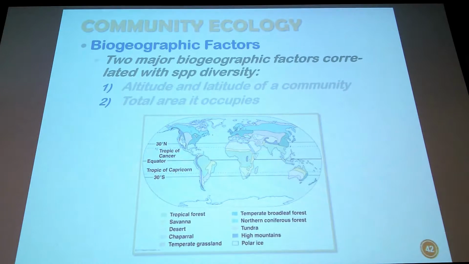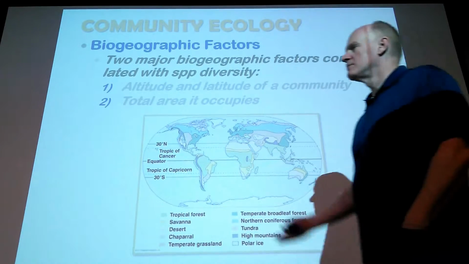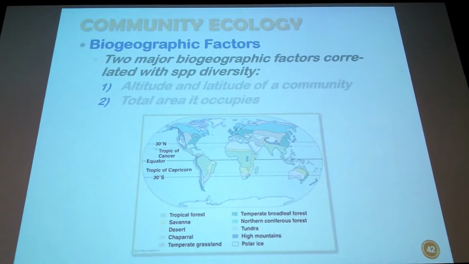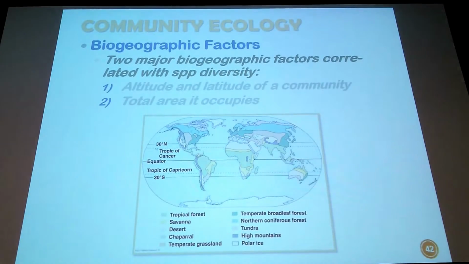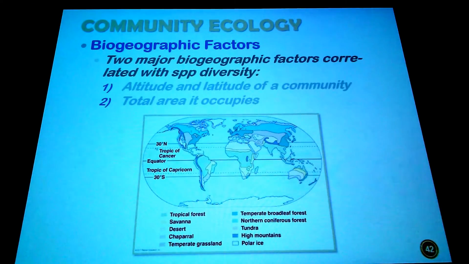Biogeographic factors. Touched on this before. Two major biogeographic factors correlated with species diversity: altitude and latitude of the community. We talked about this before. How high up or how far north or south of the equator. If you go right around the equator, you find most of the tropical rainforest. A little bit above, a little bit below, that's where we find deserts, certain things. Well above the equator, temperate and northern temperate forests.